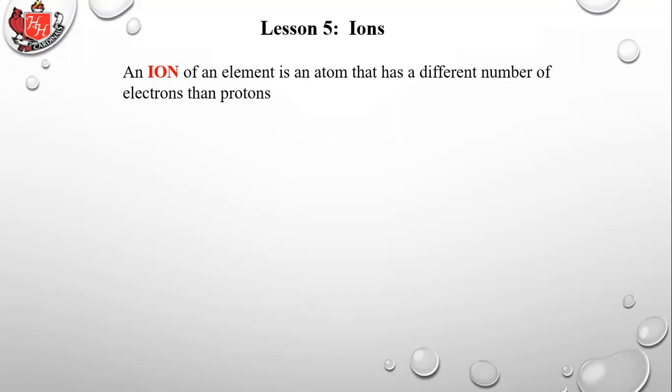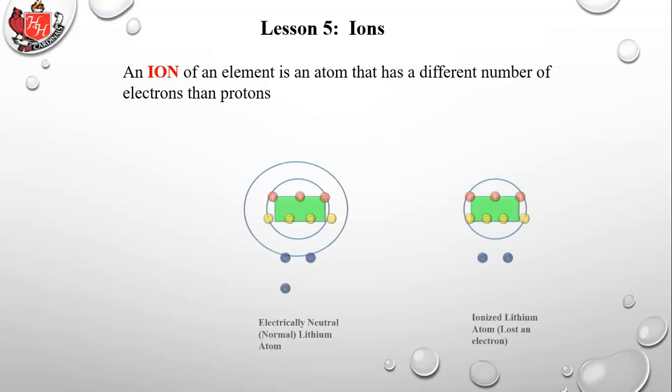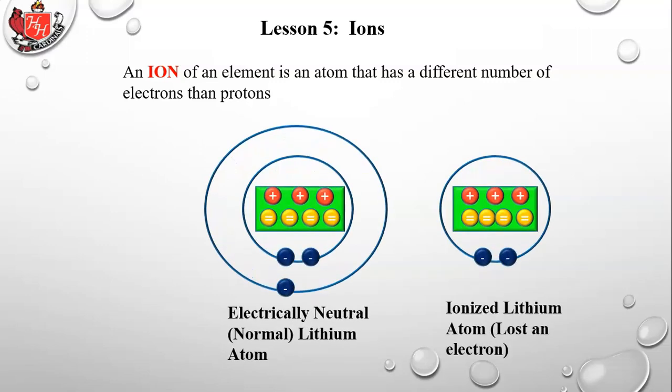Ions. An ion of an element is an atom that has a different number of electrons than protons. So here's a lithium atom, and it's the lithium-7, but we're not interested in the isotope anymore. So a normal lithium would have a mass number of 7. It's the one on the left. That's a normal lithium. So you notice that it has 3 protons and 3 electrons. So it's electrically neutral. It's balanced electrically, 3 positive, 3 negative.